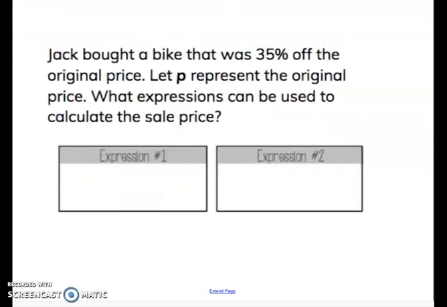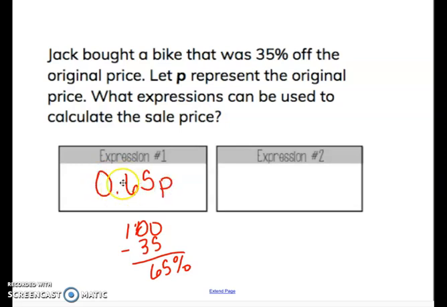So take a minute, this one exactly the same. Jack bought a bike that was 35% off the original price. Let P represent the original price. What expressions can be used to calculate the sale price? So if he starts with 100%, which is the whole, and he is saving 35%, you need to start by doing 100 minus 35 and realize he is paying 65% of the original.